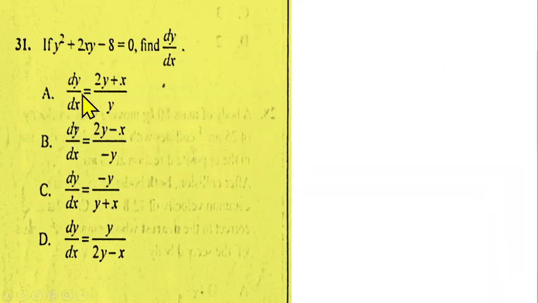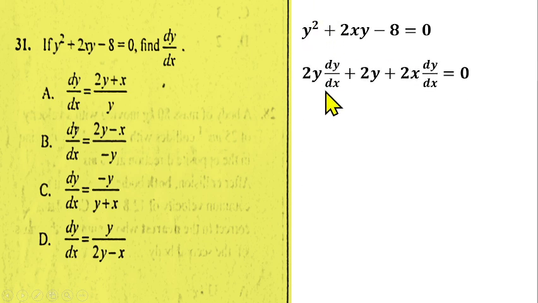Question number 31 is from differentiation. We have to differentiate this implicit function, y squared plus 2xy minus 8 equals 0. How do we go about that? We have y squared plus 2xy minus 8 equals 0. Differentiate y squared, that will give us 2y dy/dx, plus differentiate x here, you have 2y, then go back again, differentiate y, that means you'll have 2x dy/dx. Differentiate minus 8, that gives us 0, equals 0.